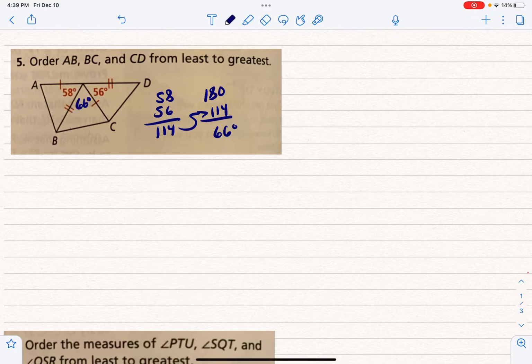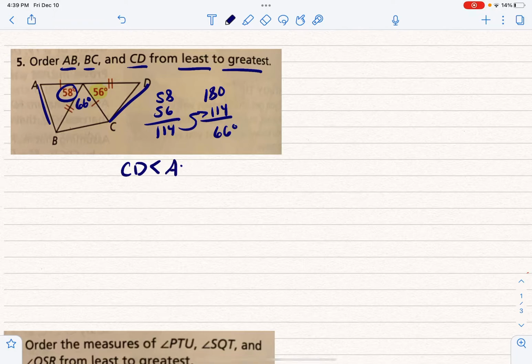So therefore, if I'm supposed to order these three from least to greatest, I look for the smallest angle. And this right here is the smallest angle, that 56. So that would mean that CD is the smallest. And it is a little bit smaller than, and I look for the next biggest angle, 58 degrees. So the next biggest is AB. And then the next biggest, I see 66 degrees. So the next biggest is BC. So there's those three sides listed from least to greatest.